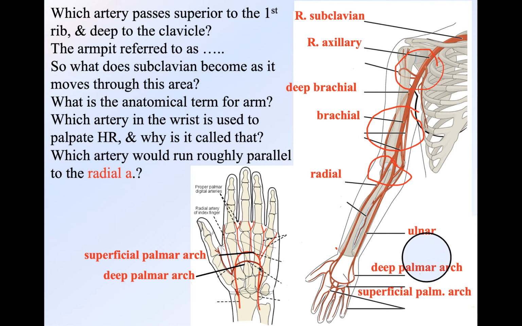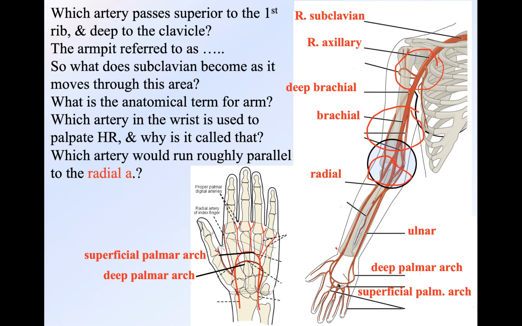Okay, and then the other thing that I want you to notice here, at both the elbow and in the palm of the hand, we have what are called arterial anastomoses. And that means that to get blood from here to here, there's actually more than one branch we can take. This is rather like a redundant system, and it helps to ensure that blood gets there.